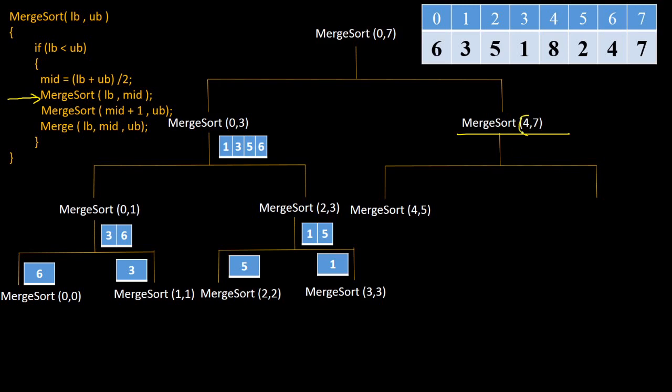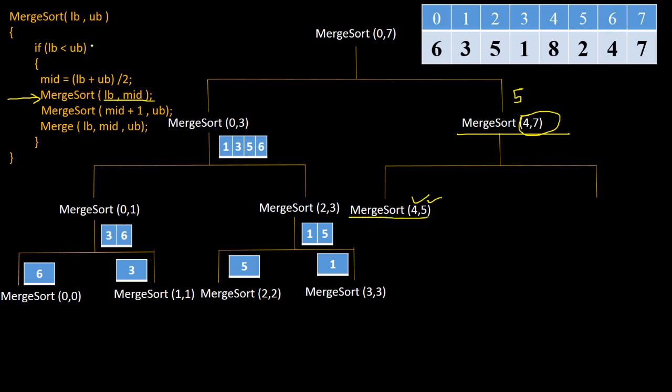Because 4 plus 7 is 11, and 11 divided by 2 in integer terms is 5, right? So this is your LB and this is your mid, because you are calling this function LB comma mid. So again this function is working.